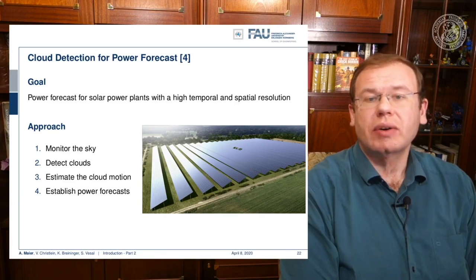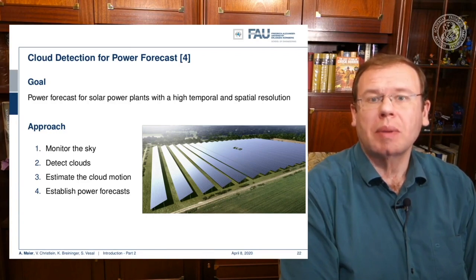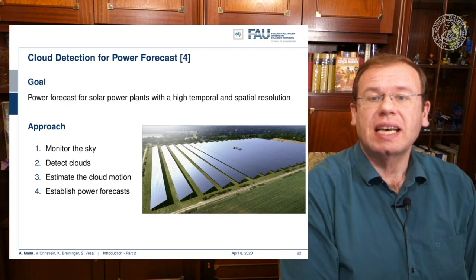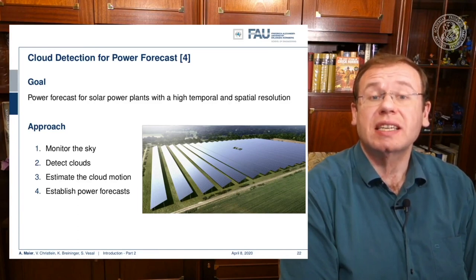The example shown here is a solar power plant. They were interested in predicting the short-term power production in order to inform other devices or to fire up backup power plants. The crucial time frame here is approximately 10 minutes. So the idea here was to monitor the sky, to detect the clouds, to estimate the cloud motion, and then directly predict from the current sky image how much power will be produced within the next 10 minutes.